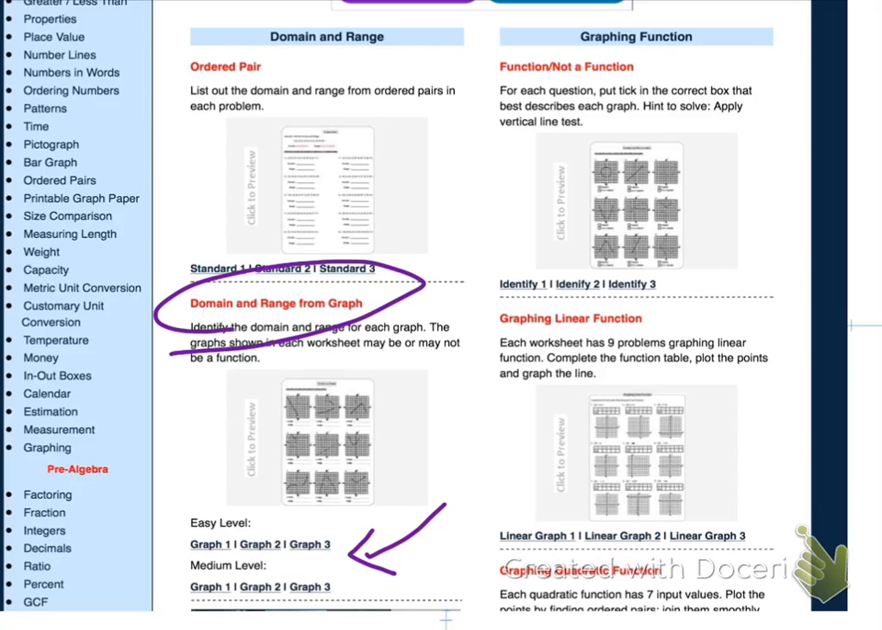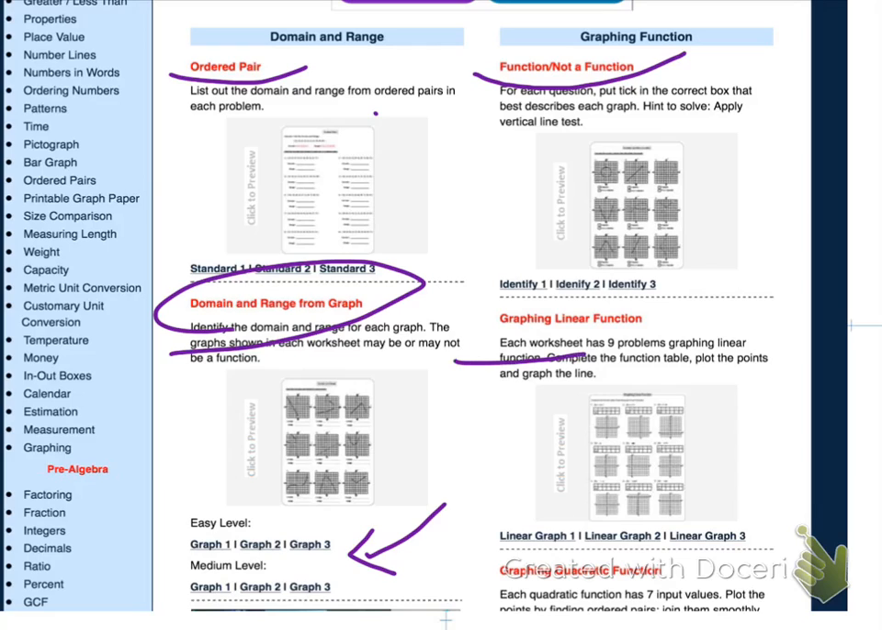But hey, you see all of these different things for you to choose. This one is going over ordered pairs. So if you just need practice filling in a table and deriving ordered pairs from a function, that's what that one is. Function or not a function, it gives you graphs and you're supposed to identify whether a graph is a function or isn't a function. That's a pretty straightforward one that we'll talk about later. Really easy how to identify whether a graph is a function or not. I'll teach you that in a future video probably.